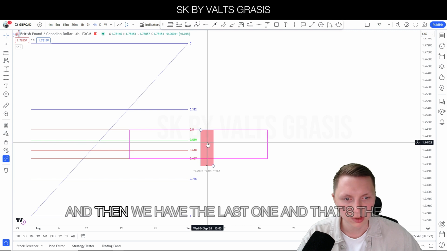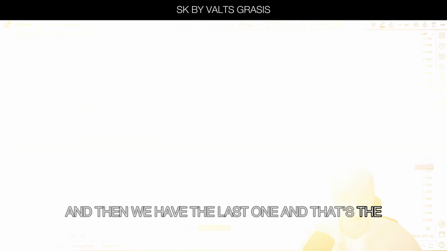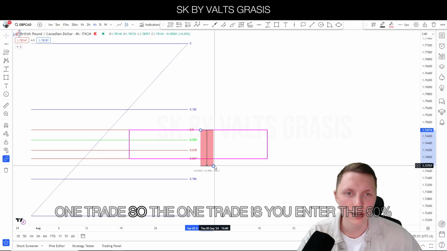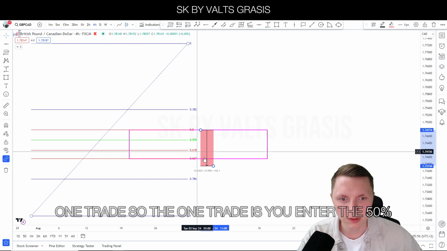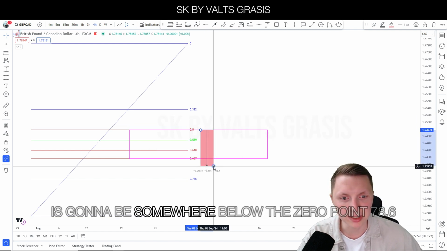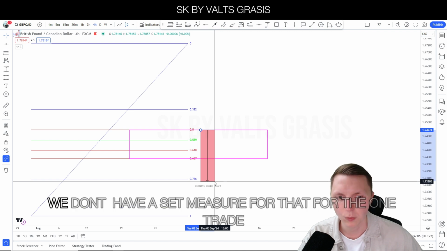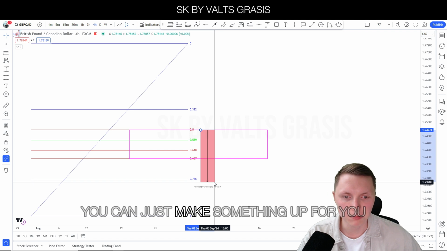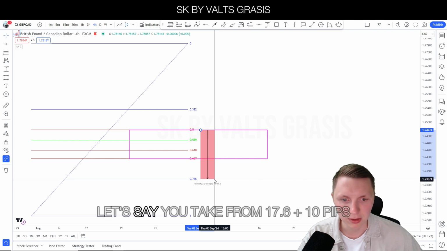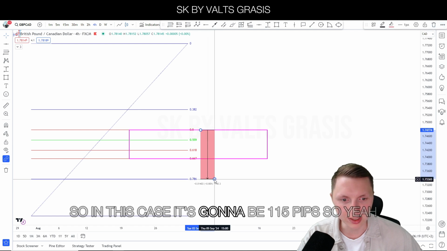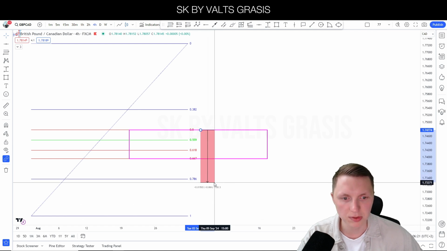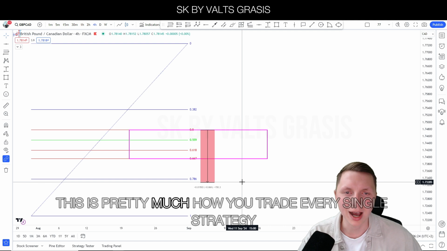And then we have the last one, and that's the one trade. So the one trade is you enter at the 50% and your stop loss is going to be somewhere below the 78.6. We don't have a set measure for that. For the one trade, you can just make something up, whatever works for you. Let's say you take from 78.6 plus 10 pips. So in this case, it's going to be 115 pips. So yeah, this is pretty much how you trade every single strategy.